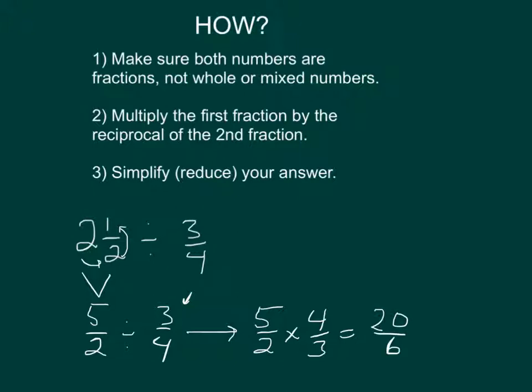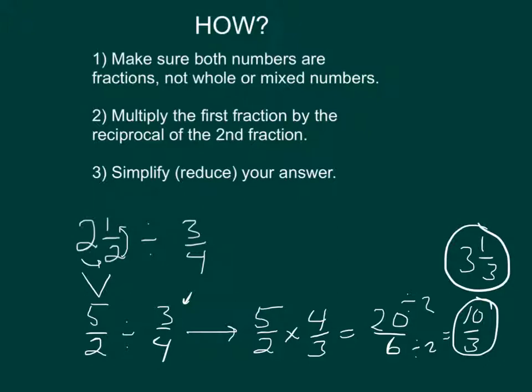20 over 6 can be simplified. We can divide those both by 2. And we can get 10 thirds, and we'll call that good. That's the same as 3 1/3. Either one of these answers would be fine.